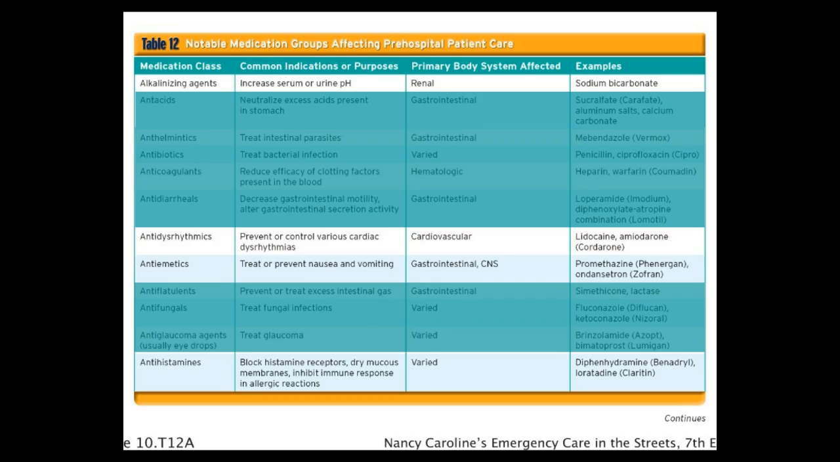Antiemetics are used to treat nausea and vomiting. And we do have those on our formularies, Phenergan and Zofran. And finally here on this chart, antihistamines. And the primary one used in emergency care is Benadryl. And we'll talk a little bit about that today.